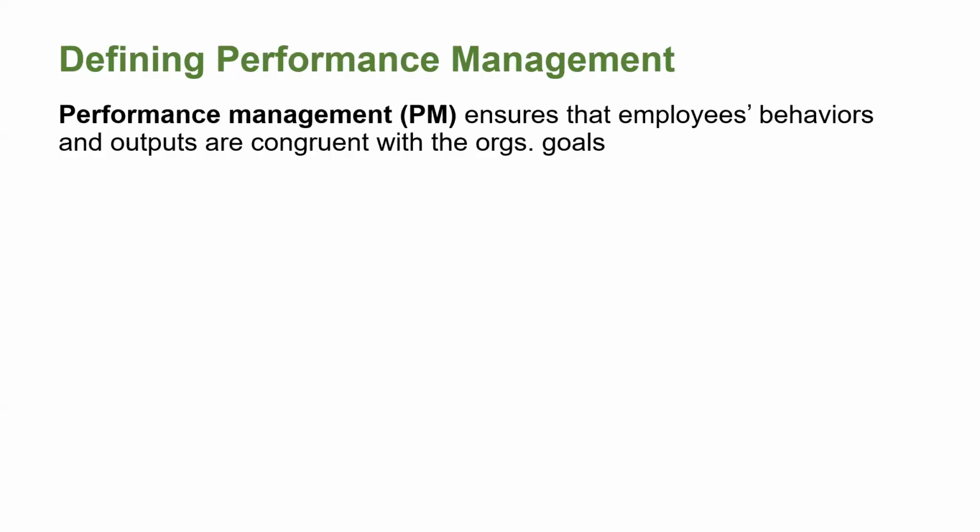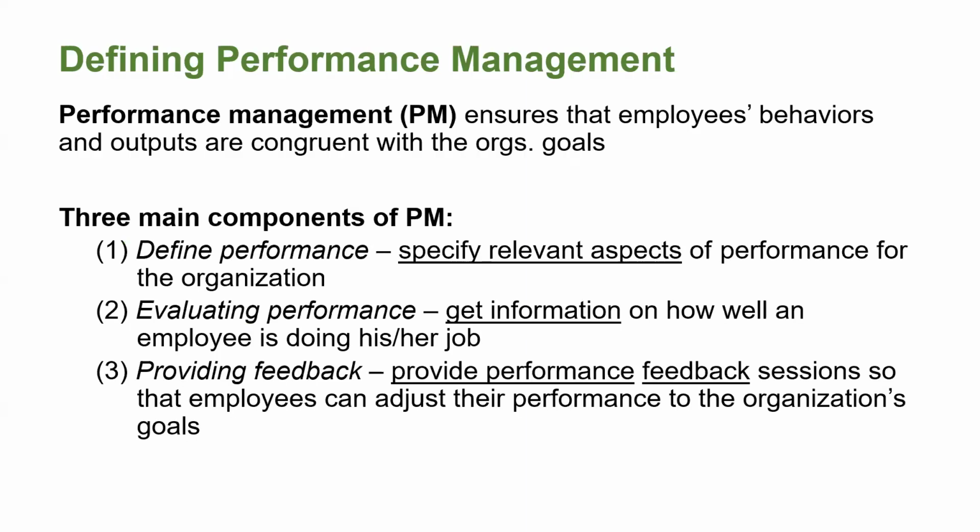Now that we have a basic understanding of what job performance is and what it includes, we need to discuss performance management. Performance management, also known as PM, ensures that employees' behaviors and outputs are congruent with the goals of the organization. And there are three main components of PM or performance management. For starters, you must define performance by specifying relevant aspects of performance for that organization. This should correspond with the job analysis information described previously. Then you must evaluate performance by getting information on how well an employee is doing his or her job. And then lastly, you provide performance feedback so that employees can adjust their performance to meet organizational goals.